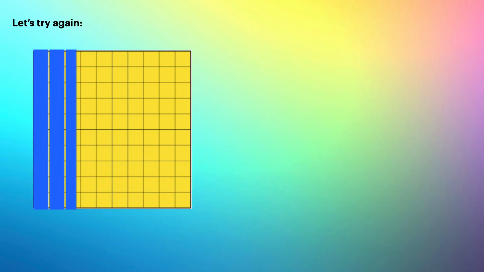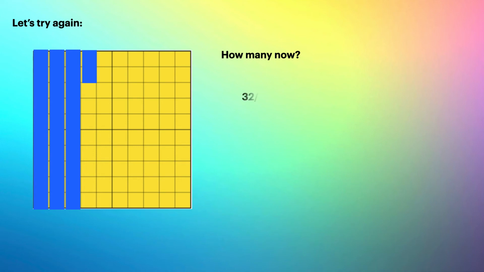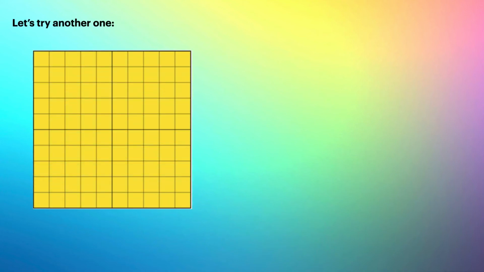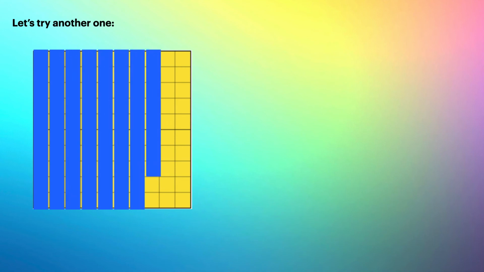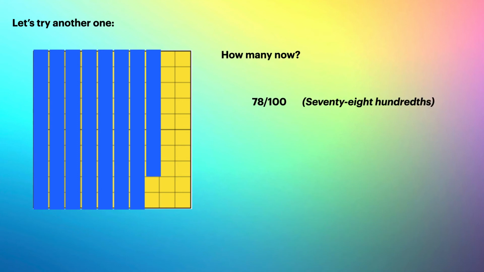Let's try this again. Here I've got my unit. How many do you see filled in now? 32 hundredths. That's right. If we wrote that as a decimal, we would write 0.32 and pronounce that 32 hundredths, just like when we said it as a fraction. Here's another one. How many are shaded in now? 78 hundredths. That's right, 78 out of 100 little squares. And if we wrote that as a decimal, we would pronounce it the same, 78 hundredths.